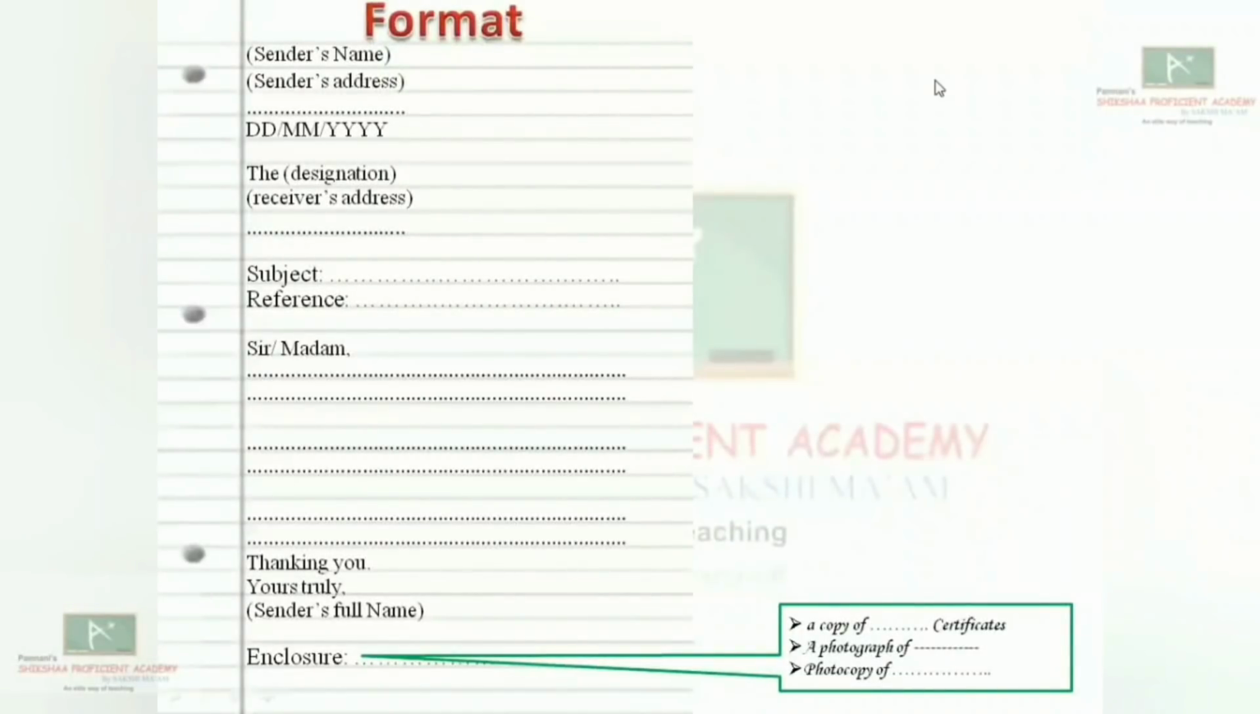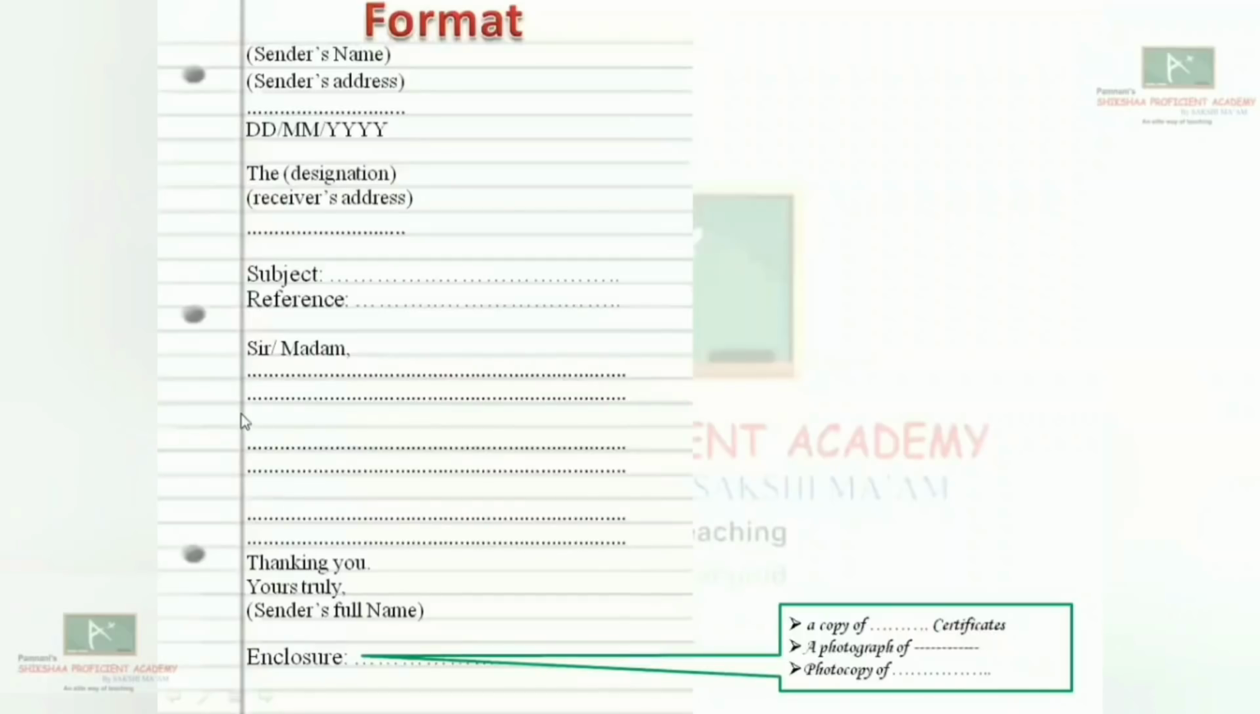I hope you have got the format very clear. Sender's name, sender's address, date, month, year. Left side, keep a single line space. Receiver's designation, receiver's address. Leave a line, subject, reference if needed. Leave a line, salutation, comma. Begin your letter from the next line on the left side.